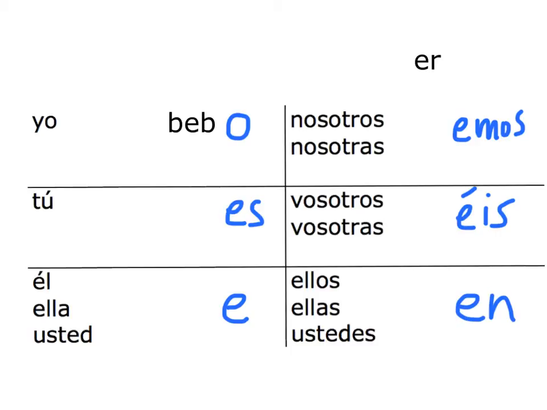Bebo, I drink. Bebes, you drink. Bebe means he drinks, she drinks, and you, when we're being formal and polite, drink. Nosotros y nosotras bebemos. Vosotros, vosotras bebéis. Ellos, ellas y ustedes beben.